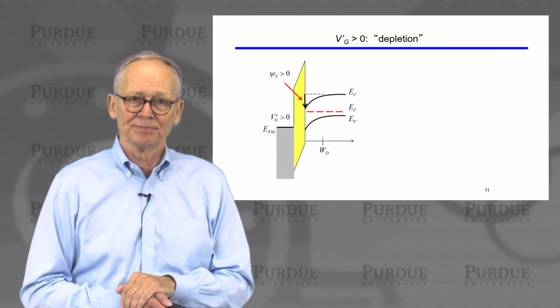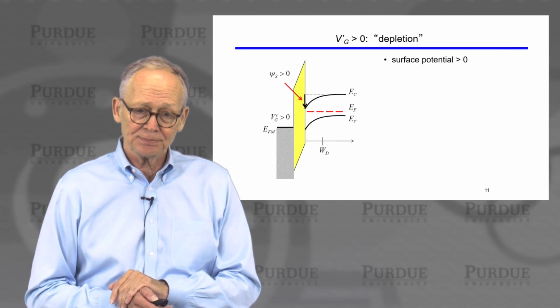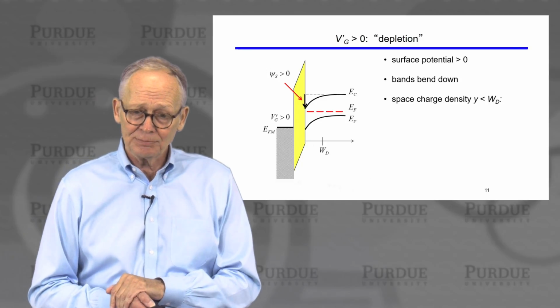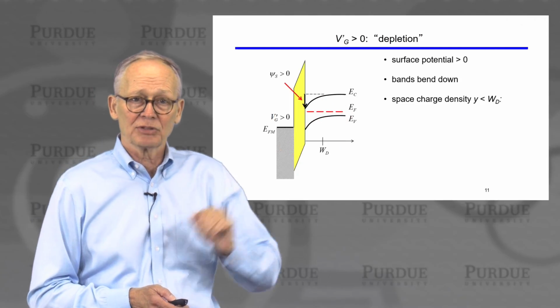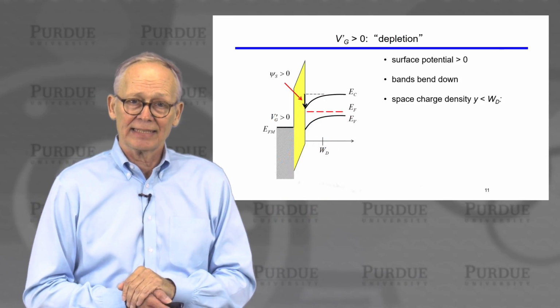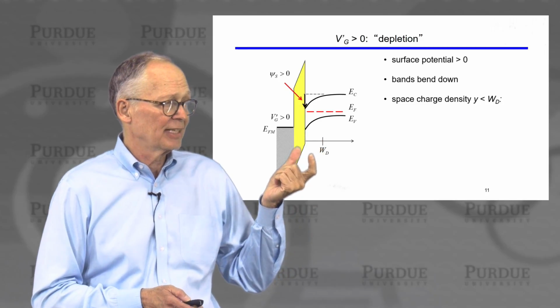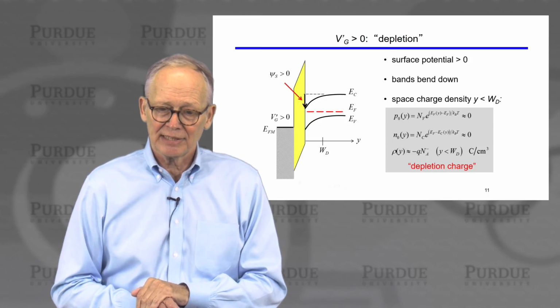We pull everything down. When we pull everything down, the surface potential is greater than zero. The bands bend down. There is now a charge density. We've pushed the mobile holes away from the surface. We've left behind the negatively charged acceptors. So in this region W_D, in this depletion region, there will be a space charge density.